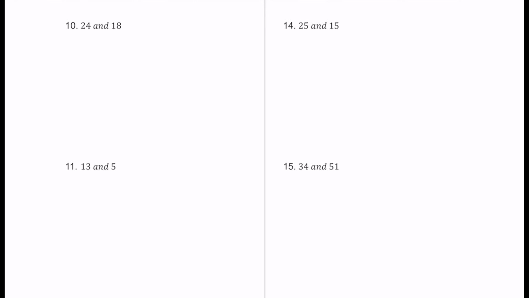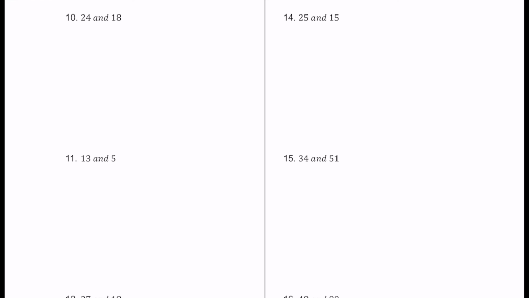For number 10, we have 24 and 18. So I'm going to write those side by side. And let's think, what could we divide both of these by? We could use 2, right? That's a given because they're both even numbers, but maybe we could try a bigger number, so maybe something like 6. 6 times 4 is 24, and 6 times 3 is 18. So we did it in one step here, but if you needed smaller numbers, you could have used a 2 and a 3 as well. 6 would be the GCF.